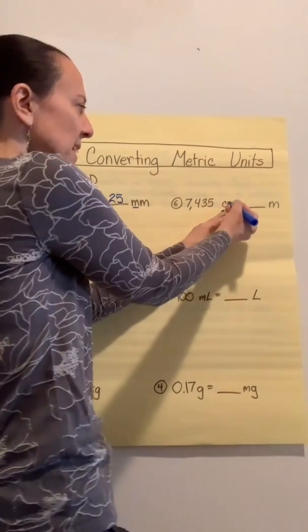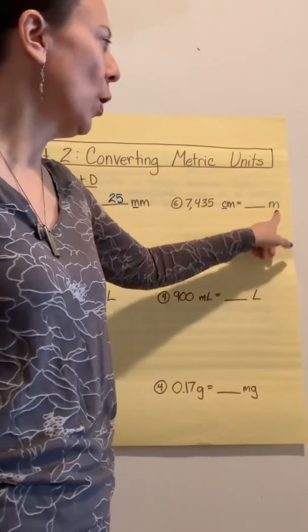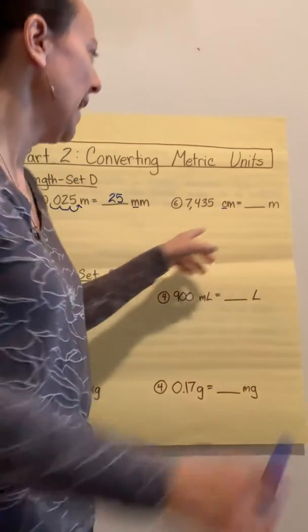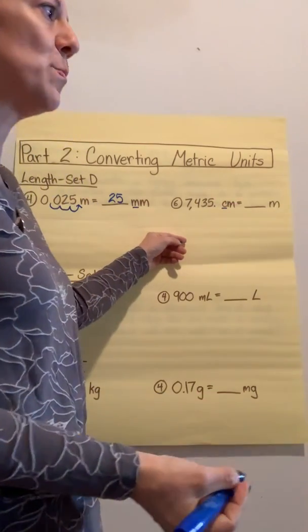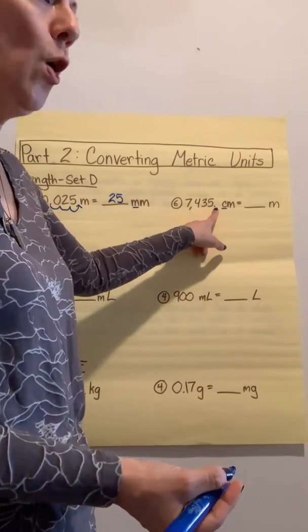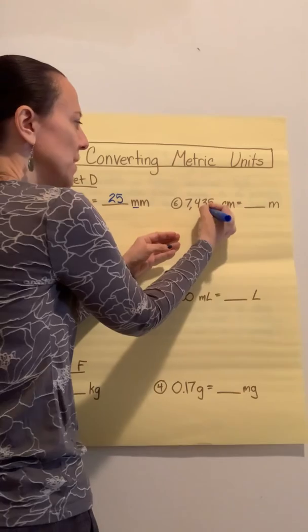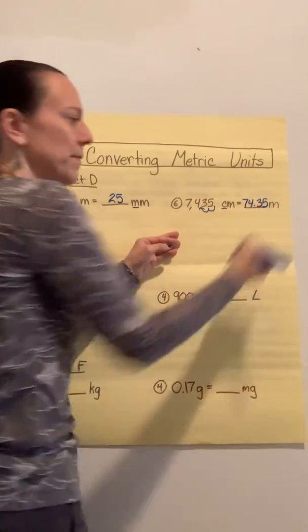Now, I have centimeters. I know that centi always means 100. I'm going to a bigger unit, meters. That means I have to divide. I have to divide by 100, which means moving my decimal point 2 places smaller. This is a whole number, that's where my decimal point would be. I'm going to move it 2 places here and get 74.35.